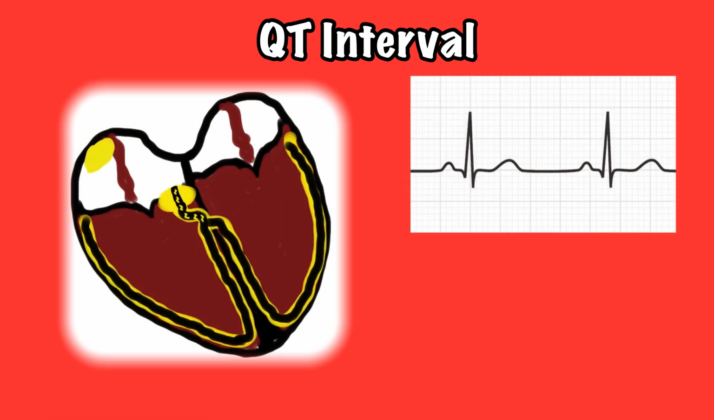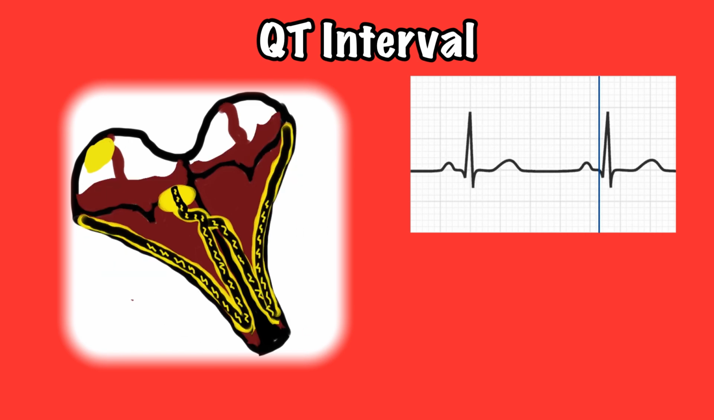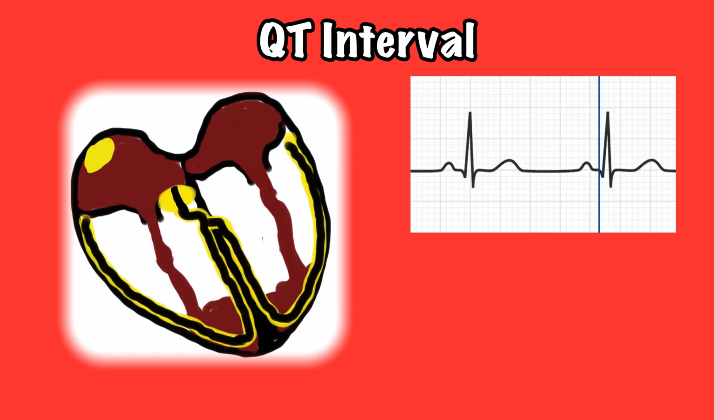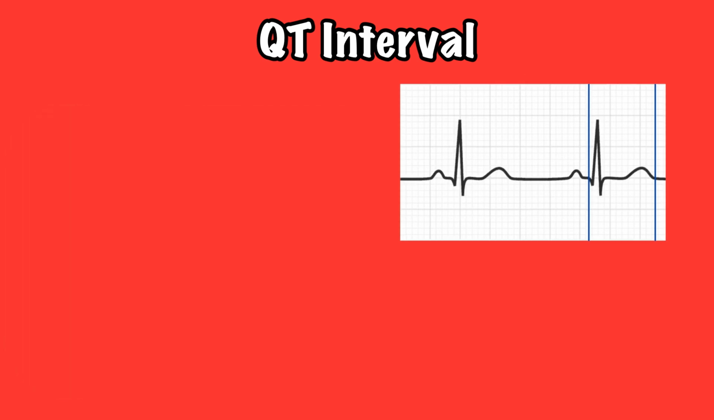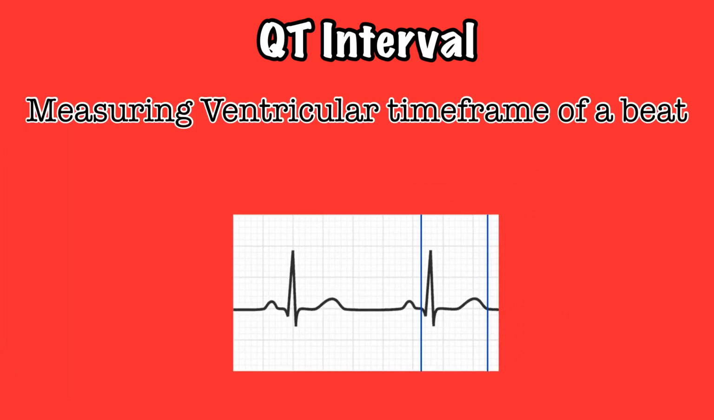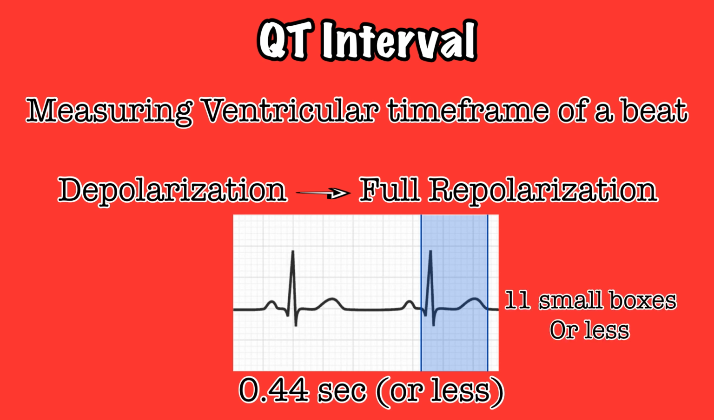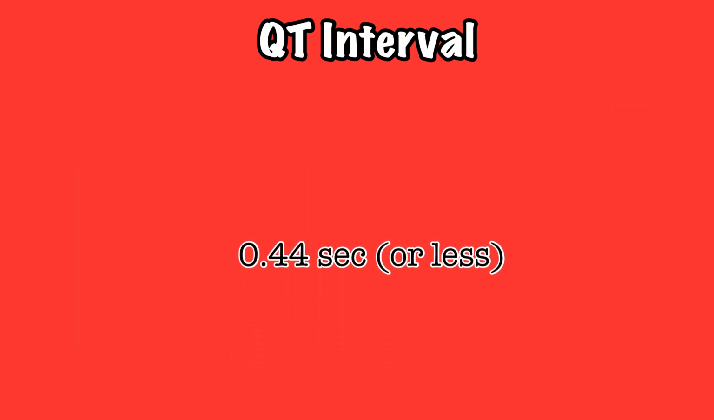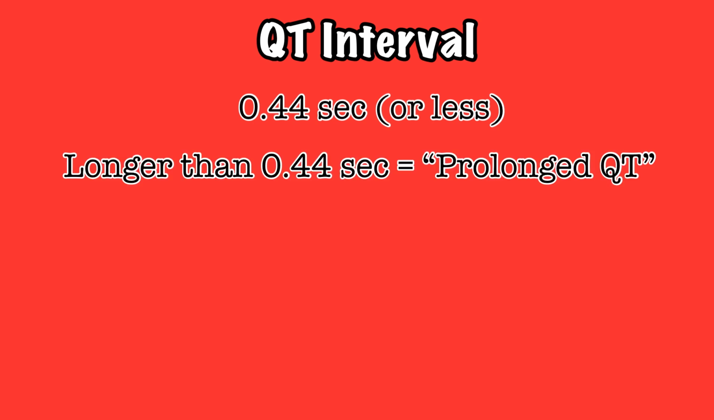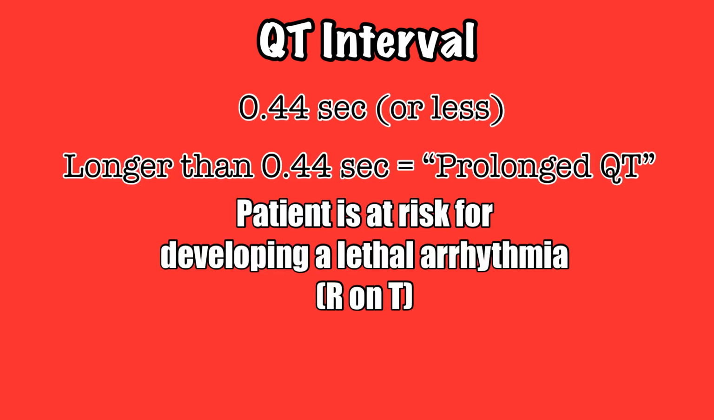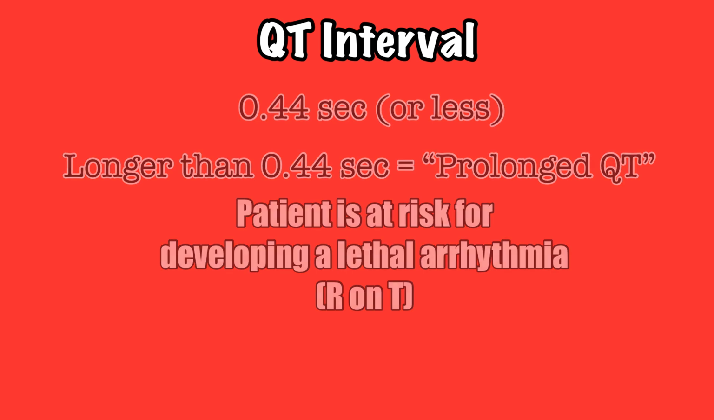So what does this measurement show? It includes ventricular depolarization, all the way through the completion of ventricular repolarization. So it's basically giving you the ventricular time frame of a beat. How long does it take a ventricle to be used up and then be ready to be used again? And we want that time frame to be less than or equal to 0.44 seconds, or 11 small boxes. Anything longer than 0.44 seconds is referred to as a prolonged QT and puts the patient at risk for development of lethal arrhythmias related to something called R-on-T phenomenon. We'll cover that in detail in a later video.